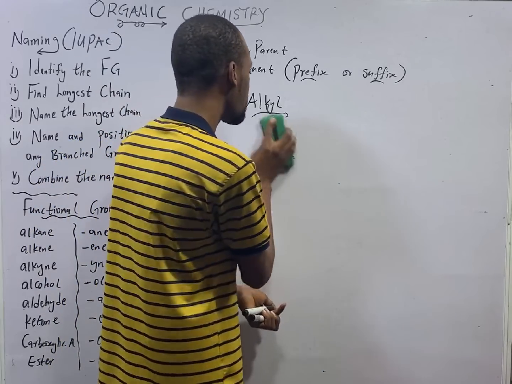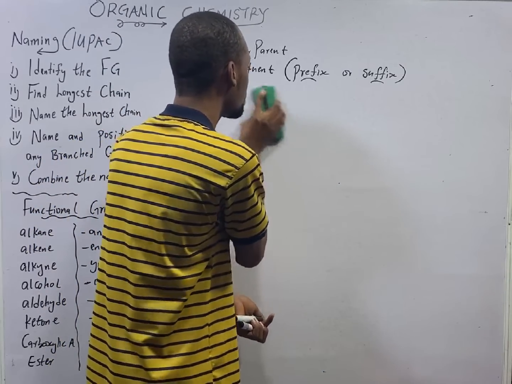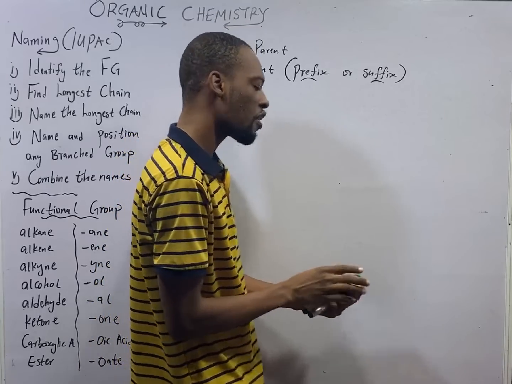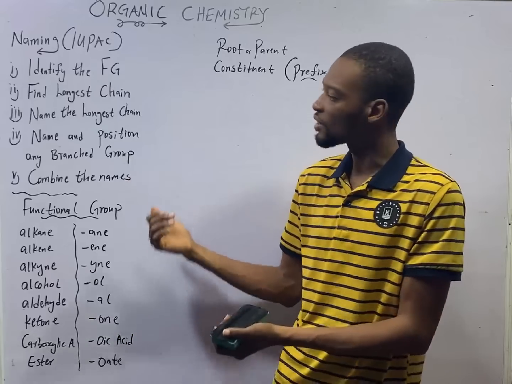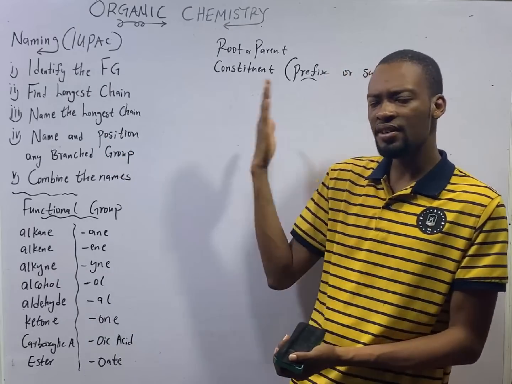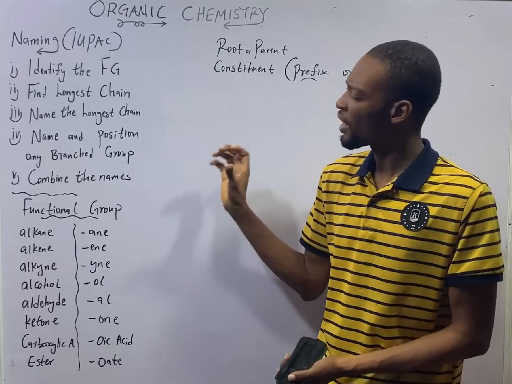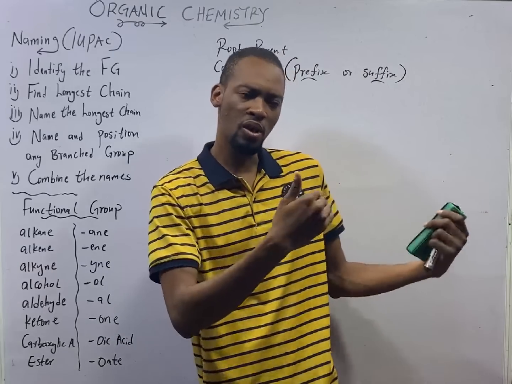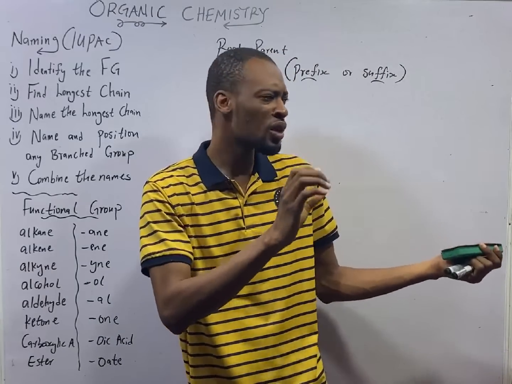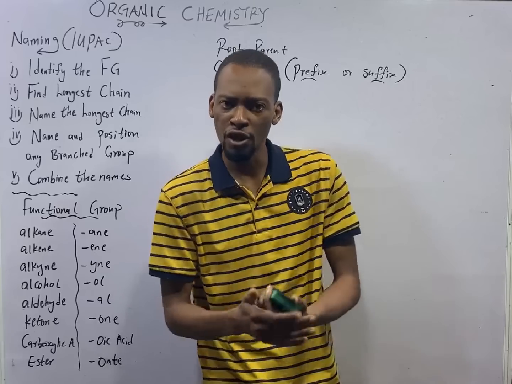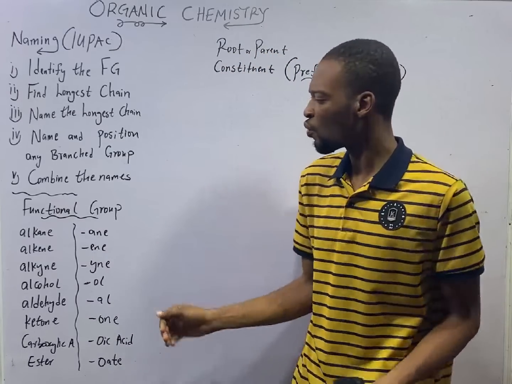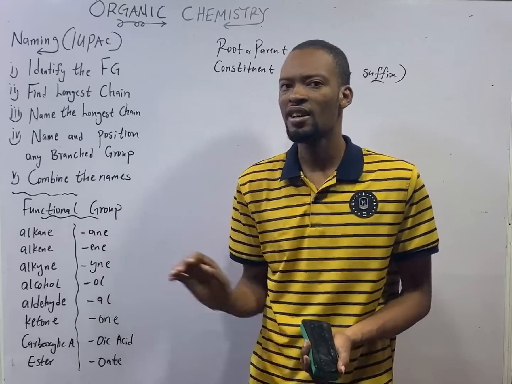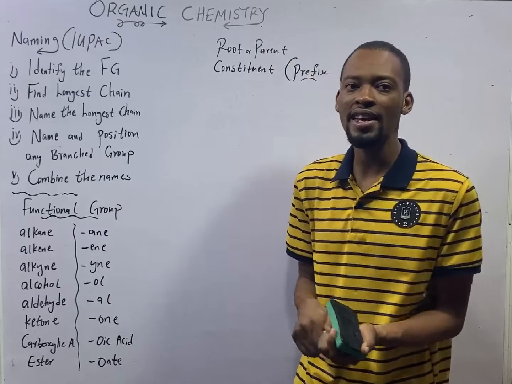Then we have the suffix. Every organic compound has a suffix. Suffixes are the words or phrases that come at the end of the compound. For organic compounds, the name you see towards the end is usually the functional group. So functional groups are the main suffixes in organic compounds. When a compound is an alkane, the naming must end with "ane".